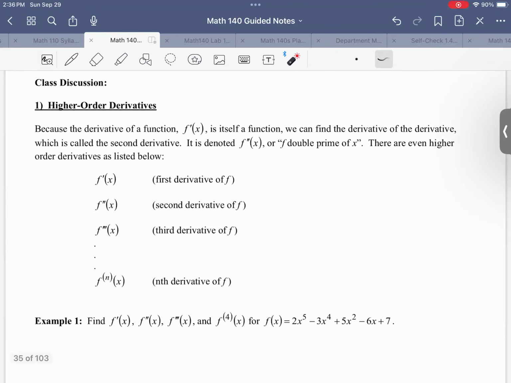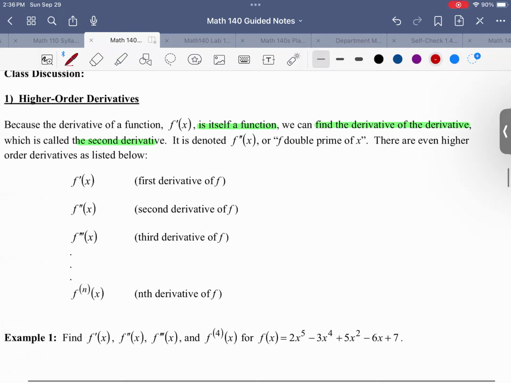Lately we've been talking about derivatives, right? Just find the derivative. Because a derivative of a function is itself a function, we can also find the derivative of that derivative, which is then called the second derivative. It is denoted as f double prime of x.